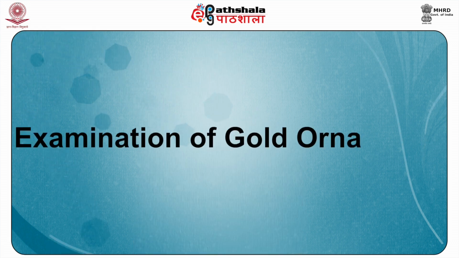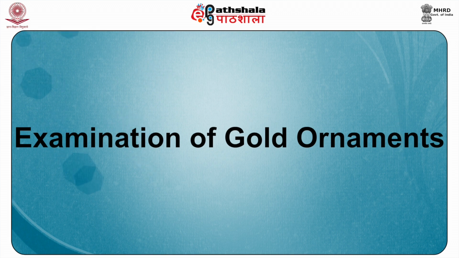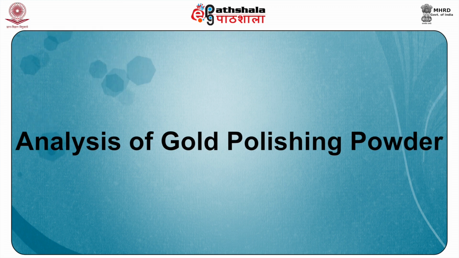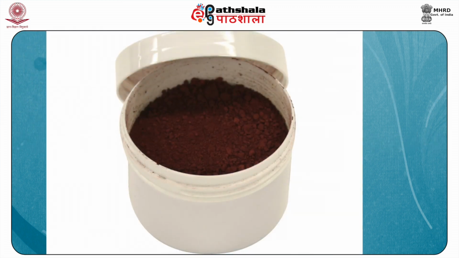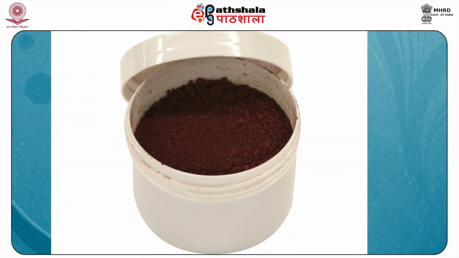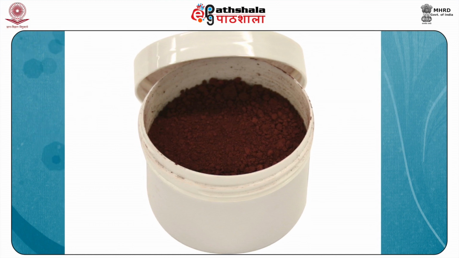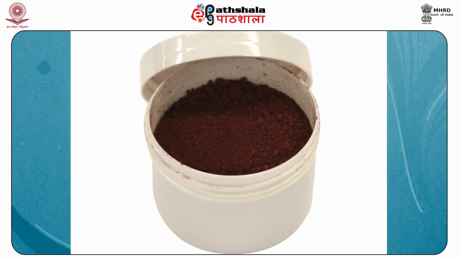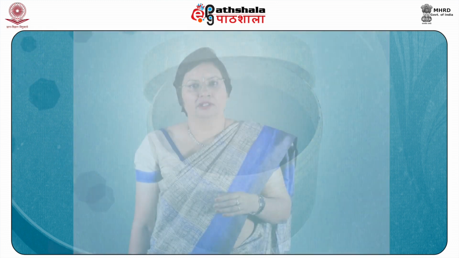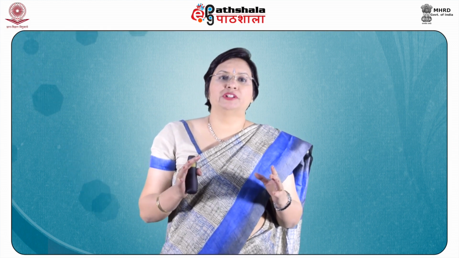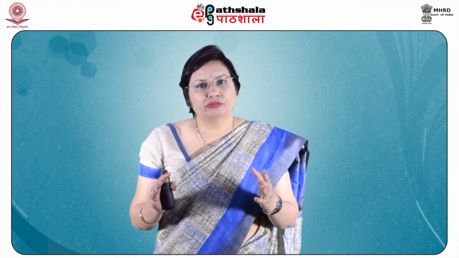Now coming to the examination of gold ornaments after the examination of edible oils. In this we will first be analyzing the gold polishing powder. Generally the gold polishing powder is reddish in color and shows the presence of inorganic radicals such as copper, sodium, potassium, ammonium, iron, chloride, sulfate, nitrate, etc. The analysis of gold polishing powder is carried out by the procedure used for inorganic qualitative analysis. The gold polishing powder may also be tested for the presence of gold.